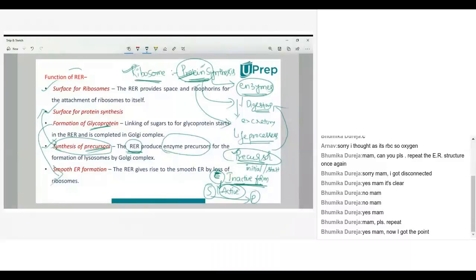Now, we discussed rough endoplasmic reticulum functions. Next comes smooth endoplasmic reticulum. In that, glycoprotein synthesis is related. We'll discuss these two points in the coming session.